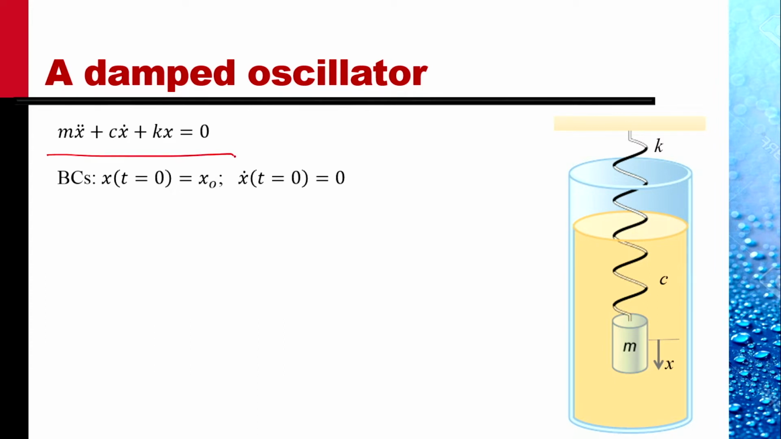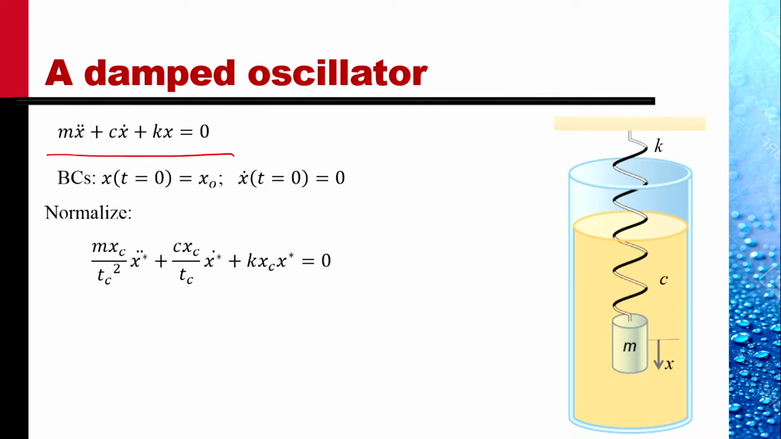The first term represents the inertial term, mass times acceleration. The second is the damping term, the damping coefficient C times the velocity is the damping force, and Kx is the spring force. So these three forces sum to 0 as there is no external force applied to the system. We start with a very simple boundary condition: at time t equal to 0, the displacement is x naught and the velocity is 0.